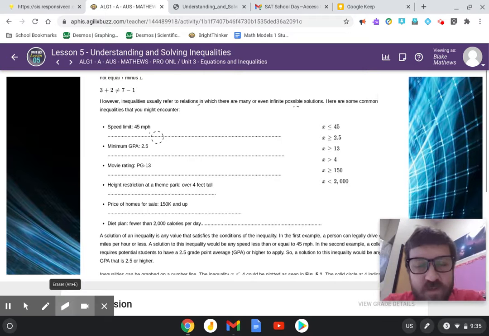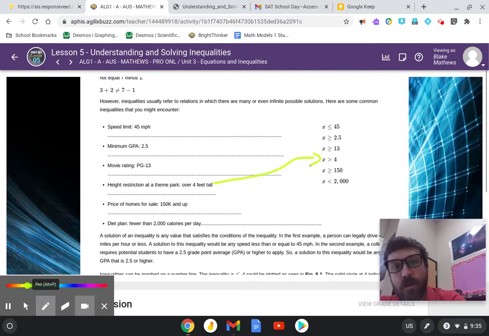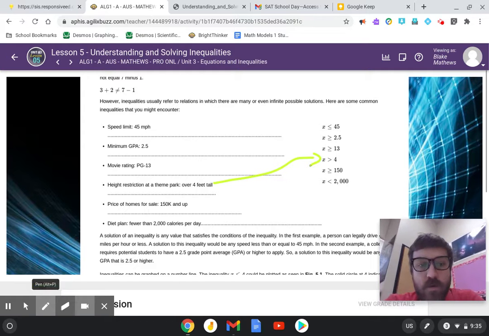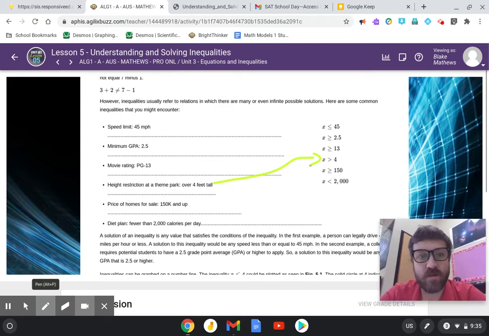I'm going to skip the movie grading one because that doesn't actually make sense. Height restriction at a theme park, over 4 feet tall. Over 4 feet. So it doesn't include 4 feet, so it would need to be greater than 4. And that's what we have right here. Home prices, price of homes for sale, 150,000 K and up. So it would be 150 would be the lowest and up. So that's greater than or equal to 150. And then it says diet plan, fewer than 2,000 calories per day. So fewer than doesn't include 2,000. So you need to be below or less than 2,000.